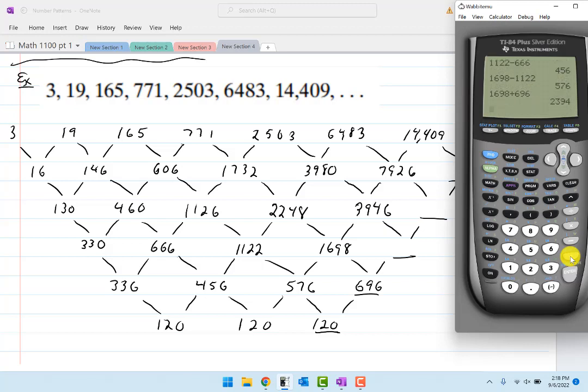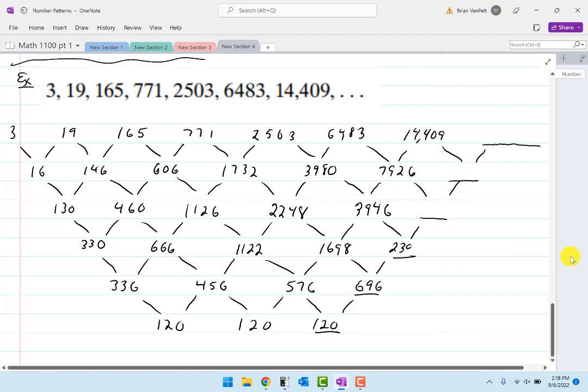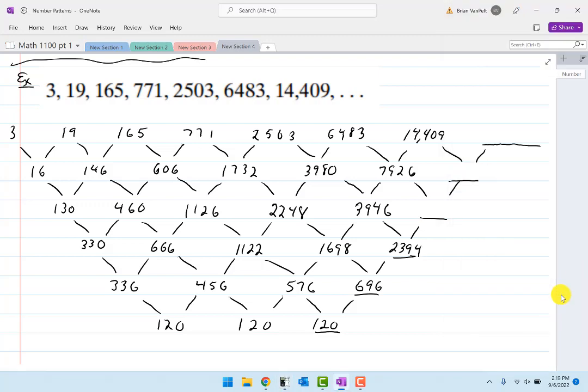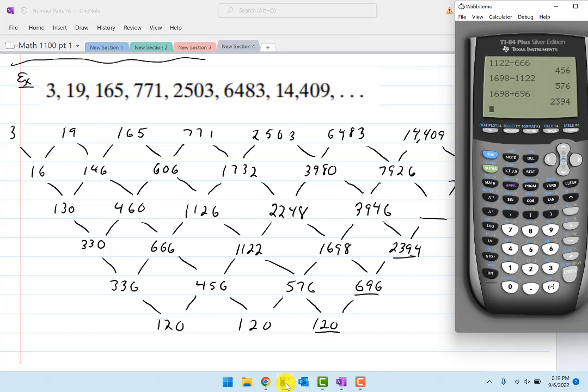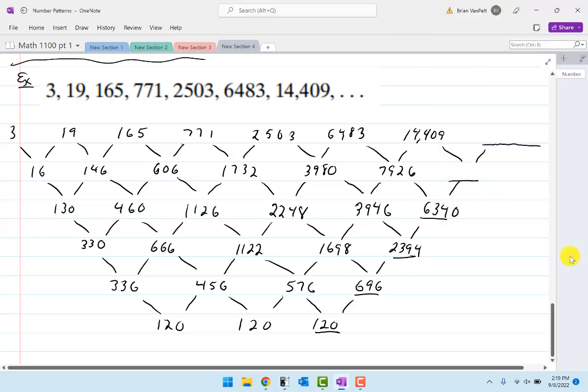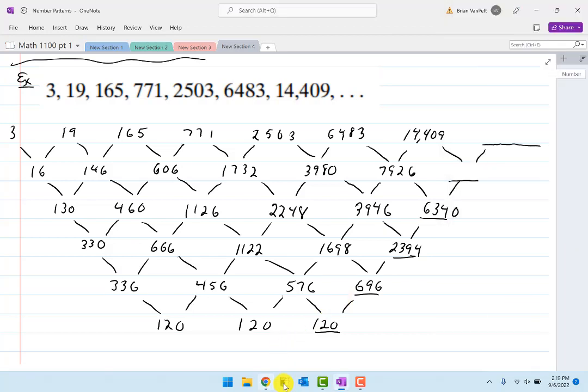So that one there is 2394. So I'll take the 3946 plus the 2394, and I get 6340 for my next blank. I'm working my way up. I only got 2 more blanks left.